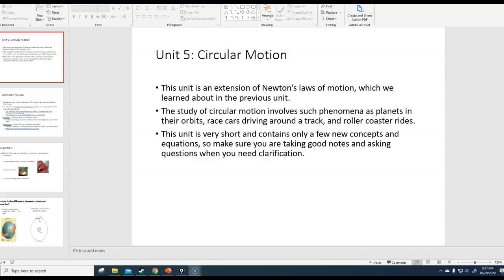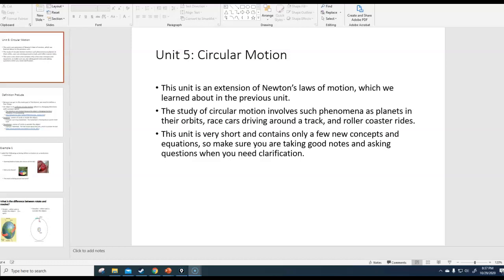Okay, so in this very short video, we're just going to introduce the next unit, which is Unit 5 over circular motion. This unit is basically going to be an extension of the Newton's laws of motion unit, which we obviously just finished. So basically, the study of circular motion is exactly what it sounds like. It studies objects that move in circles.